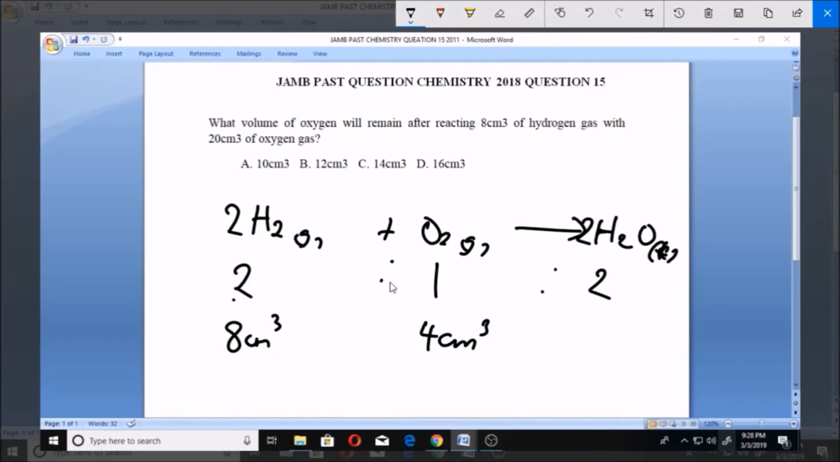But this time around, they are saying if you react this 8 with oxygen, which is supposed to take off 4, but we're having oxygen 20. So how many will be remaining? So it's going to be 20 minus this 4 that is already taken up to give us 16 cm cubed. So the answer is D, 16 cm cubed. So very simple, you have to write the equation, then you have to deduce what your answer is from the equation. Thank you.